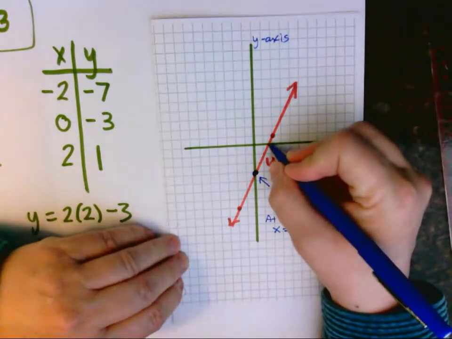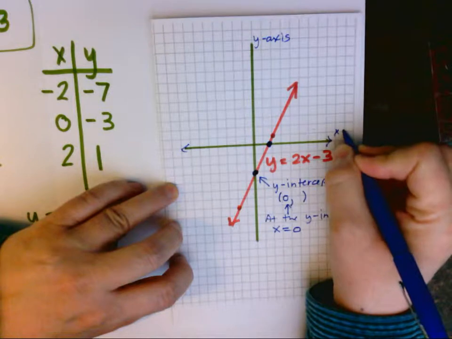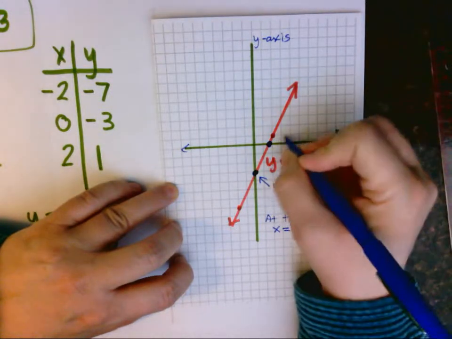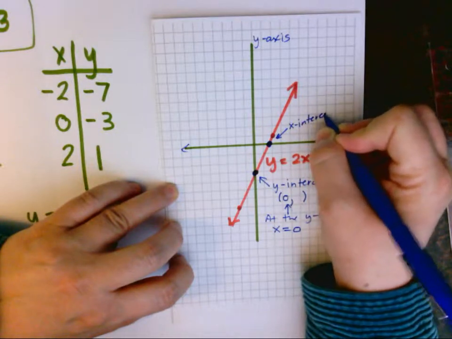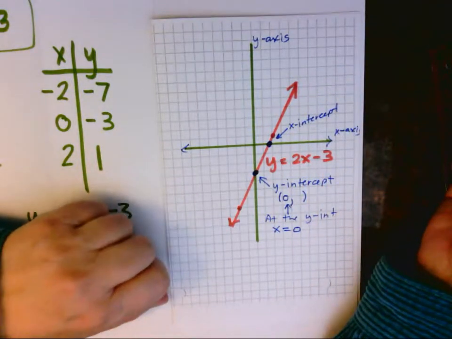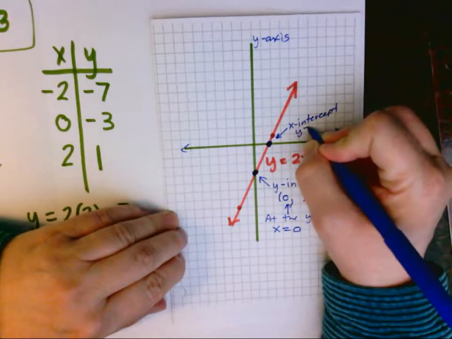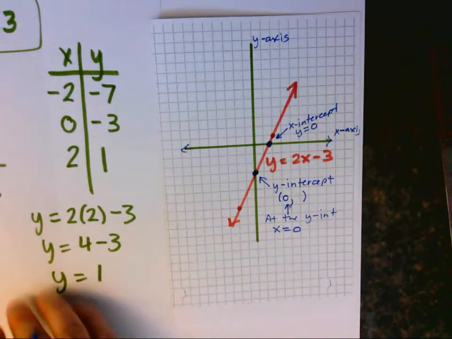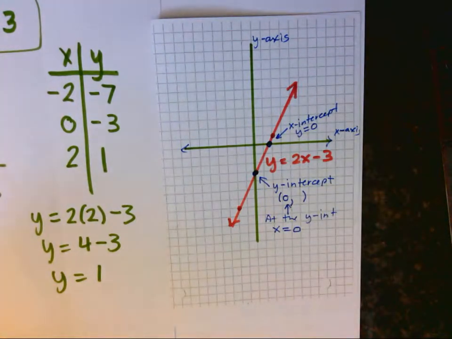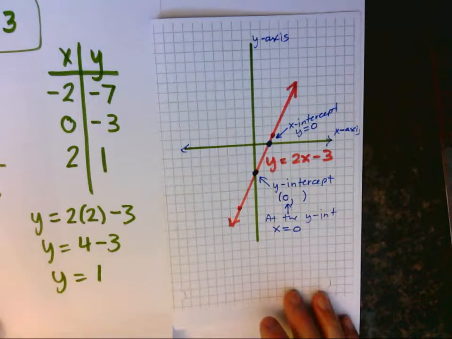I bet you can guess what this is called. The point that it crosses the x-axis is called the x-intercept. And at the x-intercept, y equals 0. So it's opposite, right? The next few problems are going to ask us to calculate intercepts and use intercepts for graphing. Okay, moving on.